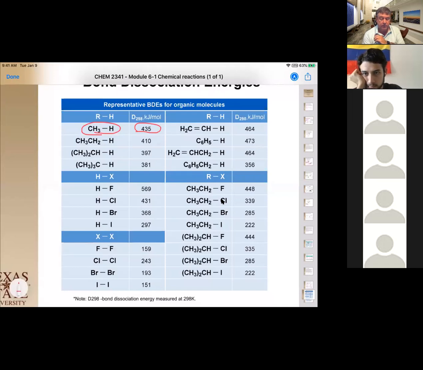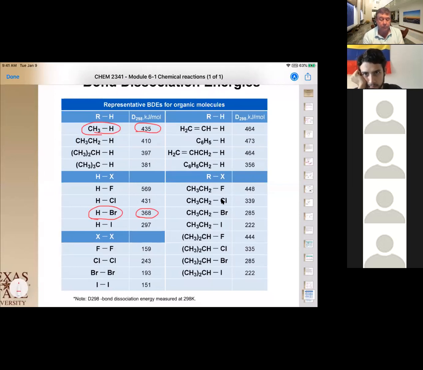So let's look at this bond here for HBr. That bond there is a bigger, longer bond, and therefore it has a lower bond dissociation energy, and therefore it's easy to break.